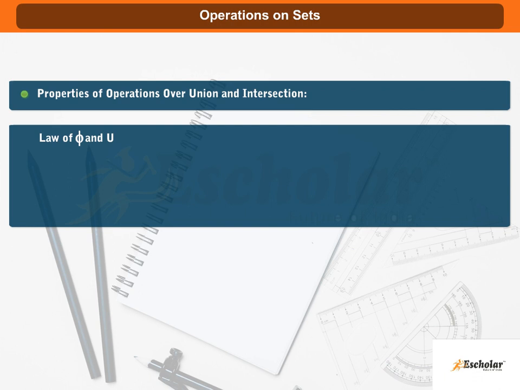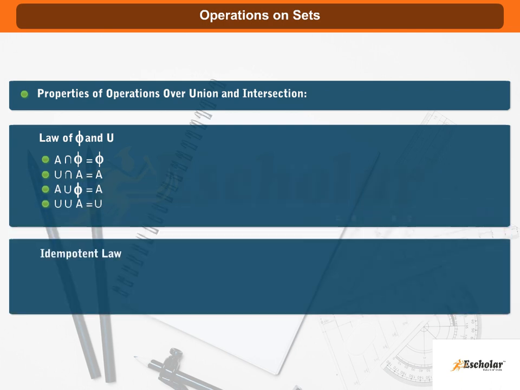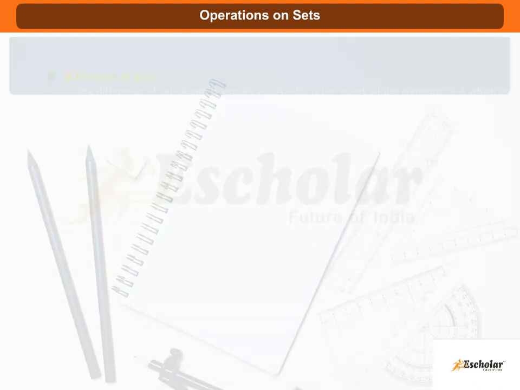The third is the law of null and union. A intersection phi is equal to phi. U intersection A is equal to A. A union phi is equal to A. U union A is equal to U. Idempotent law. A intersection A is equal to A. A union A is equal to A.